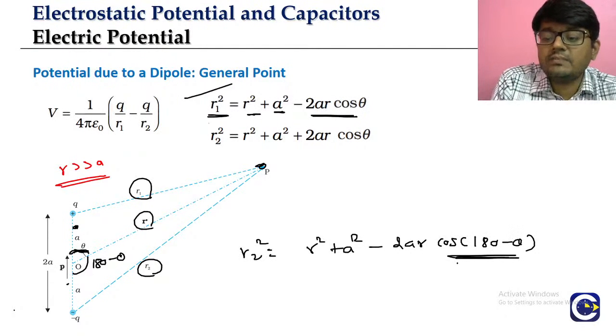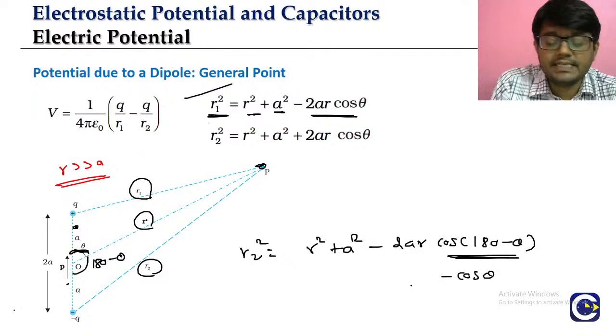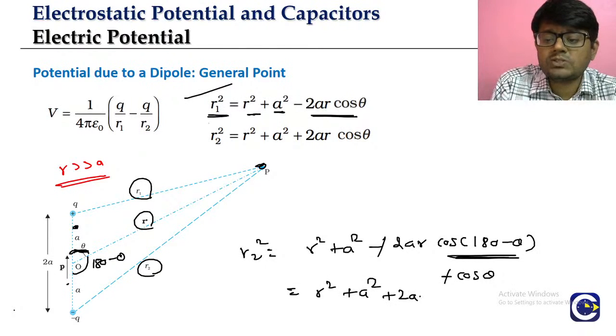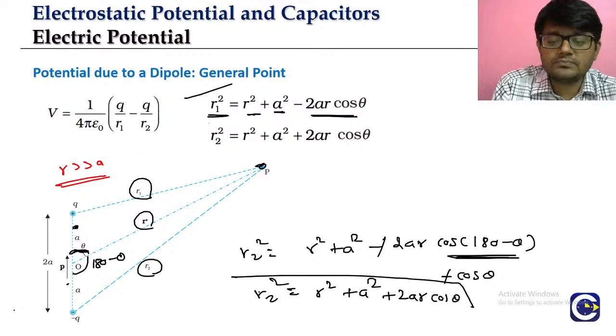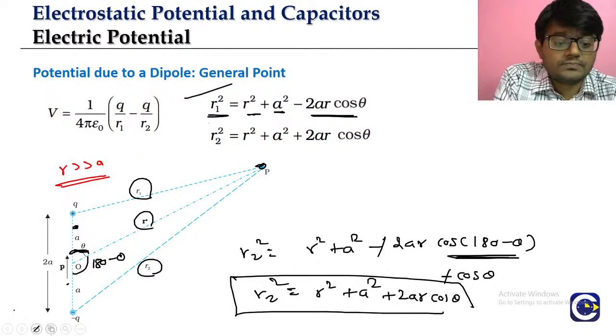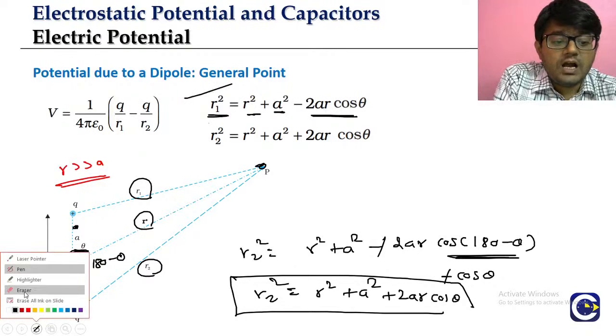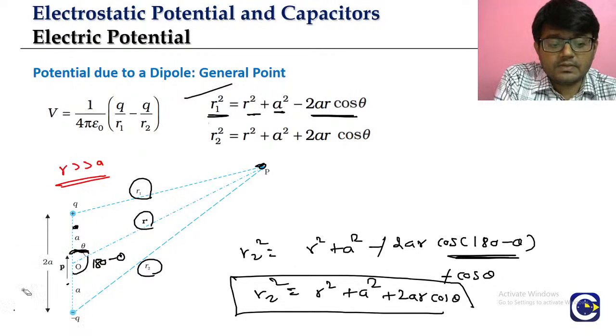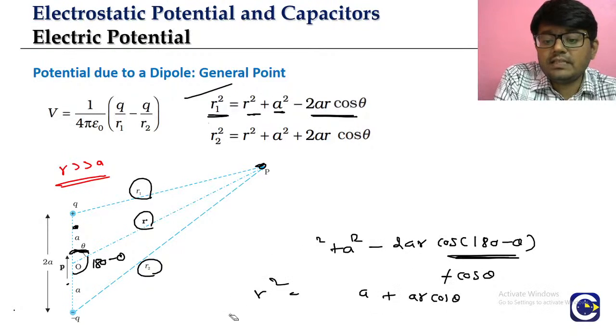What is cos of 180 minus theta? Minus cos theta. So minus minus will become plus. So what is it? r square plus a square plus 2ar cos theta. That is our r2 square. Okay? So the r1 and r2 values, we are getting in terms of what? We are getting them in terms of r and theta by using the relation between the sides of a triangle.